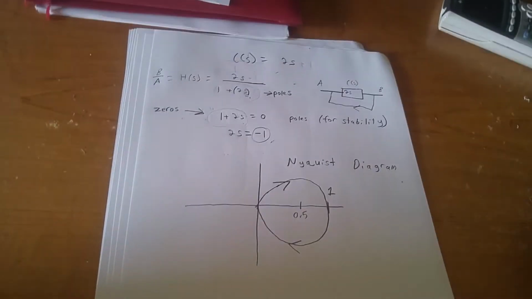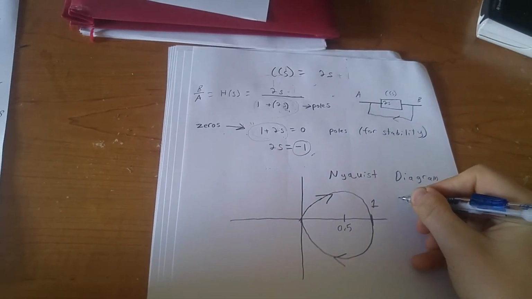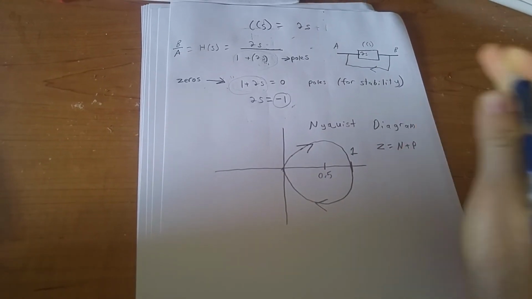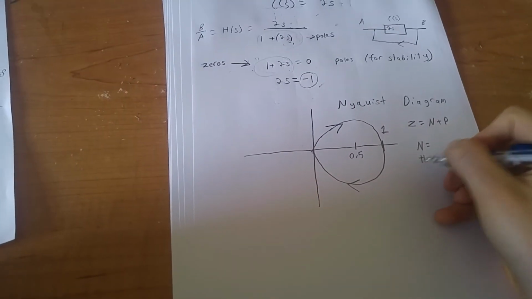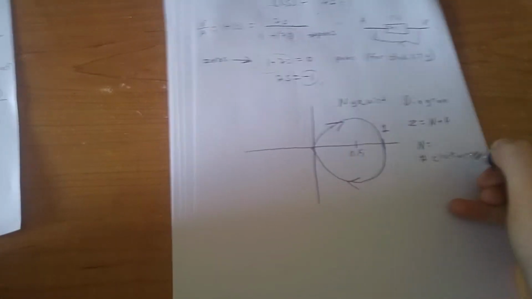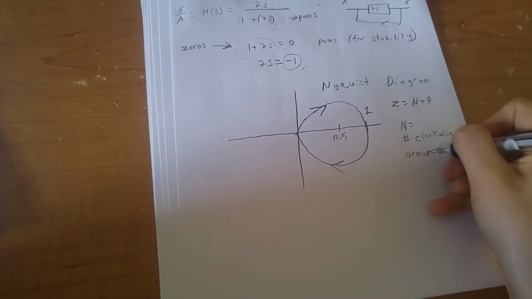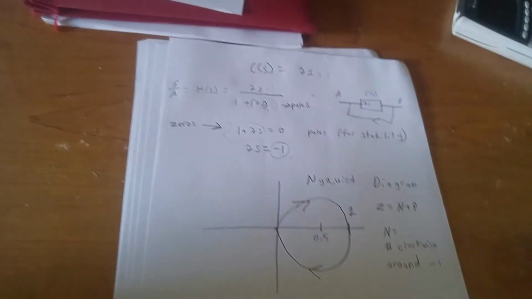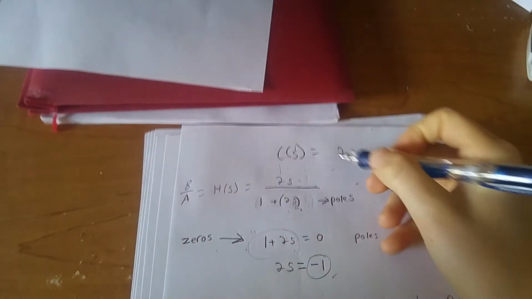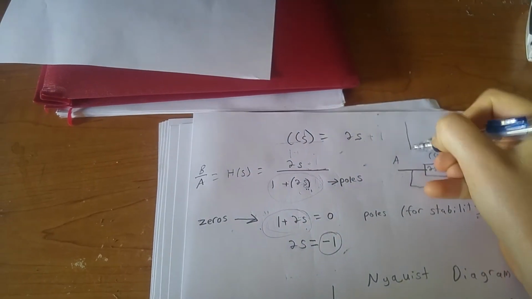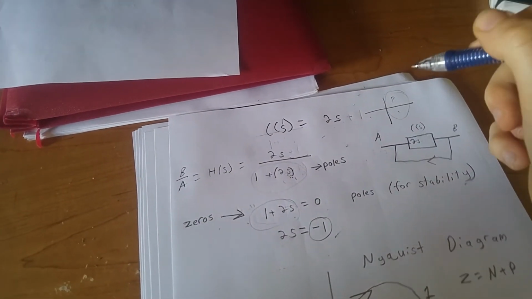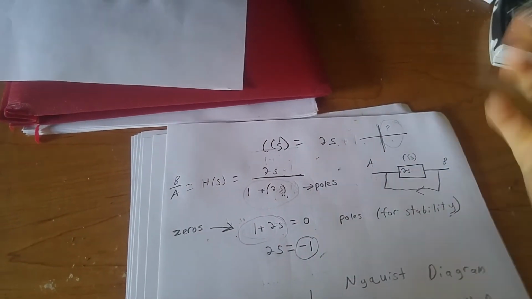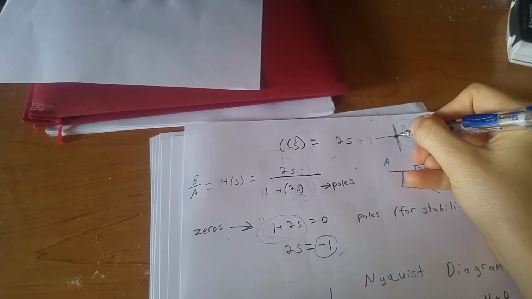Well, this is the criterion that we need to know. Z equals N plus P. What does N mean? N is the number of clockwise encirclements around the point minus 1. Why minus 1? Well, remember when you're looking at stability just of this function, you were looking at, is it in the right half plane? And then if it was, then the system was unstable. And if it wasn't, then the system was stable. And if it was on this line right here, the axis, then it was marginally stable. This point is at 0, 0, okay?